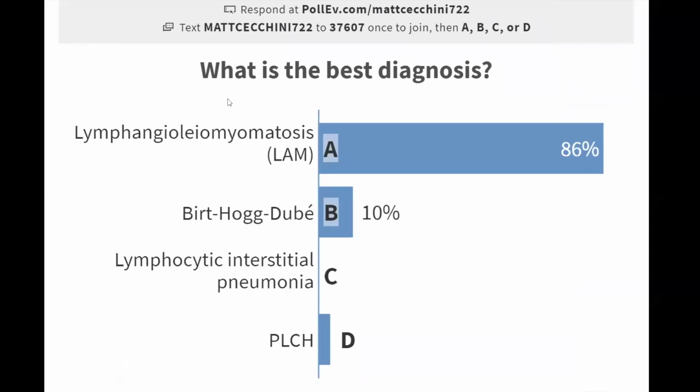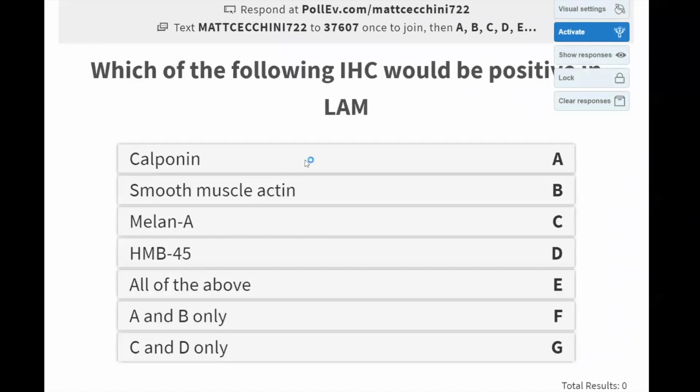Perfect, great job everyone. So this is a case of lymphangioleiomyomatosis, or LAM. Yeah, good point, John. I'll bring that up in a second about the gender of the patient. But first, if you're going to do some immunohistochemistry, which of the following would be positive in LAM? I've given you a number of choices. Is it A, calponin, B, smooth muscle actin, C, Melan-A, D, HMB45? Is it E, all of the above? Is it F, A and B only? Or is it G, C and D only?